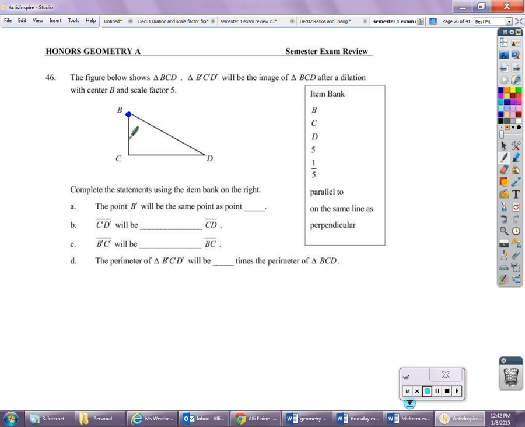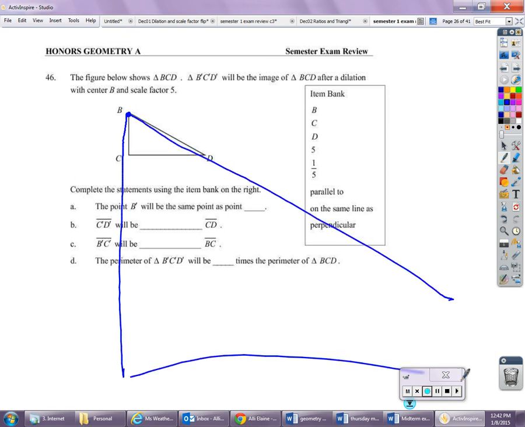So I could imagine that BCD is going to look really big. 5 times bigger, like that. Okay? So, answers. My B prime will be here, my C prime will be here, and my D prime will be over here. So B prime and B would be at the same point. All right?